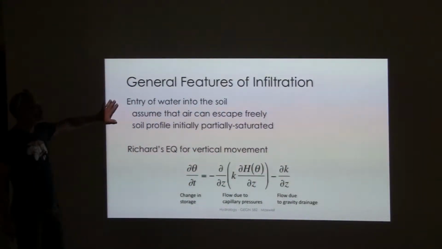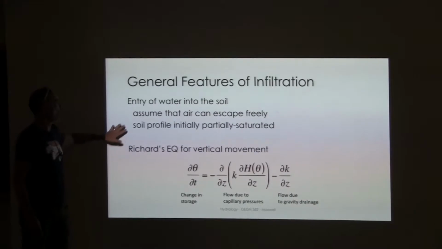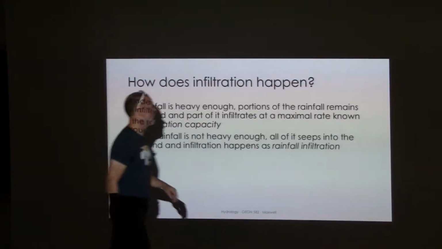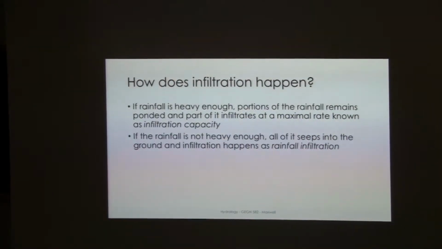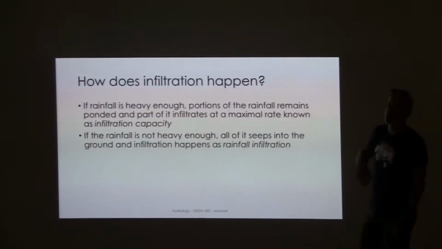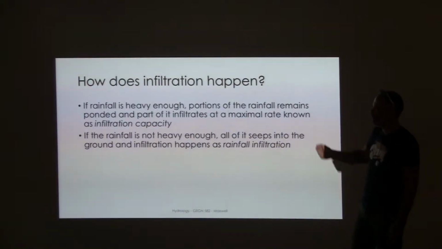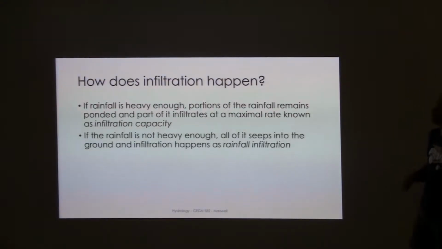And we're thinking about entry of water into the soil. We can assume that air can escape freely. Of course, it can't. Our soil profile is initially partially saturated. And when we think about how infiltration happens, of course, we've all seen this a million times. If rainfall is heavy enough, portions of the rainfall don't infiltrate. They pond. We get puddles because we're exceeding some maximum rate known as infiltration capacity.